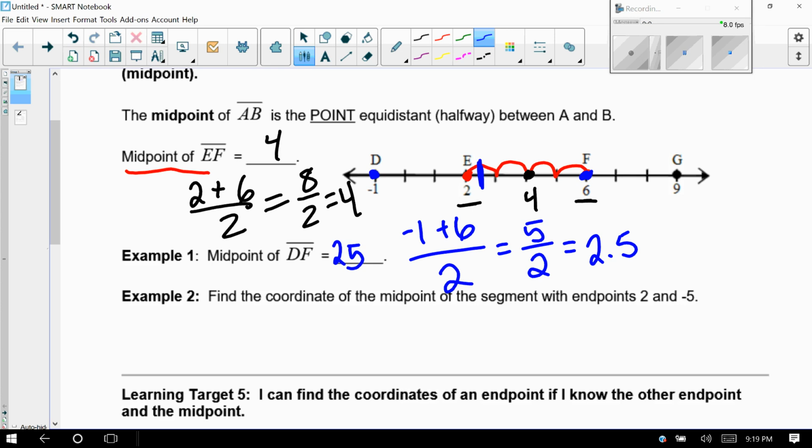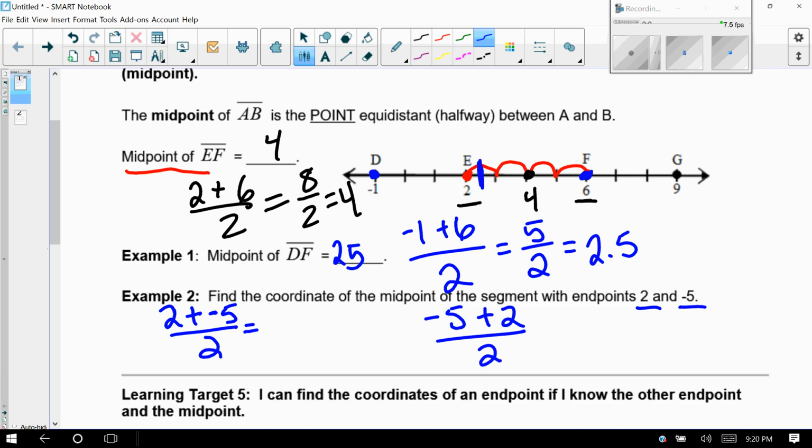Good. Find the coordinate of the midpoint of the segment with endpoints 2 and -5. So remember, we're just going to add them up and divide by 2. So I have 2 and -5. It doesn't matter which ones you put first. Since we're adding them, it doesn't matter. You can put 2 first or -5 first. So if I put 2 plus -5, divided by 2, that's the same thing as -5 plus 2 divided by 2, okay?